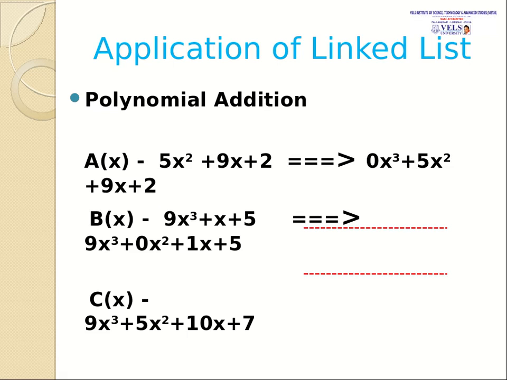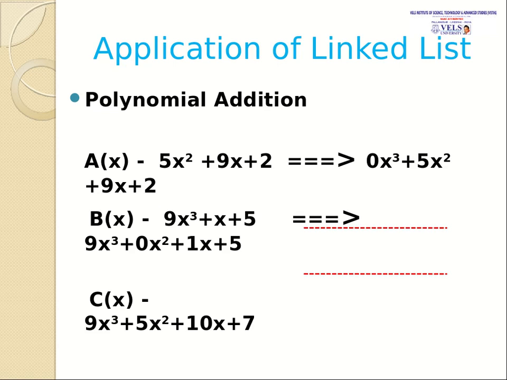Say for example, I have A of x equal to 5x squared plus 9x plus 2, and B of x which is 9x cubed plus 9x plus 5. Here we have two polynomial expressions where the exponents are not the same in the initial state. Here it is x squared and here it is x cubed. So it has to compare, find which is the greater one, and add the similar exponent values only.